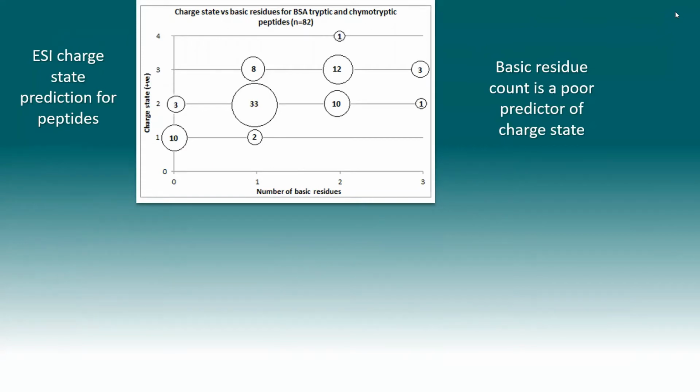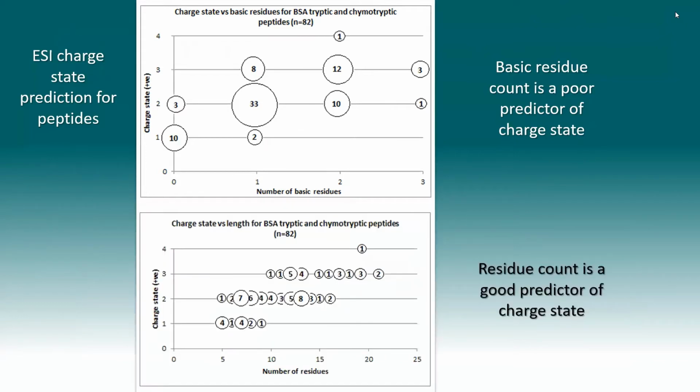I mean, you can conclude that basic residue count for these tryptic and chymotryptic peptides is a very poor predictor of charge state. However, if we take the same set of peptides and we plot the charge state against the residue count, what we find is this appears to be a very good predictor of charge state.